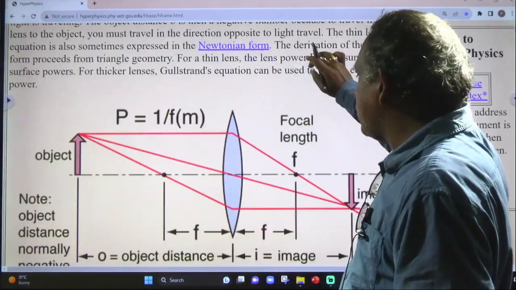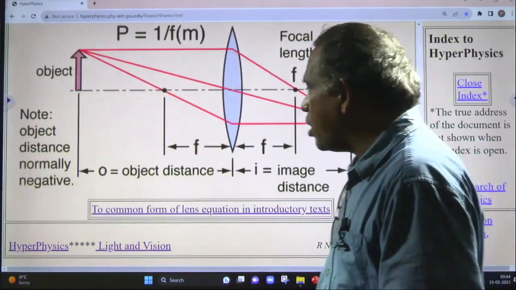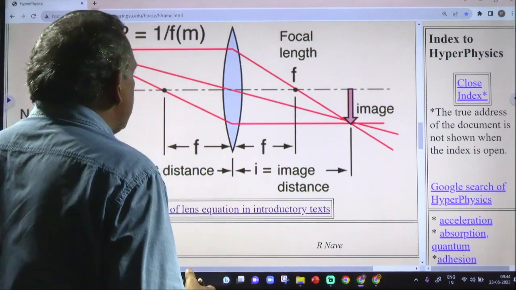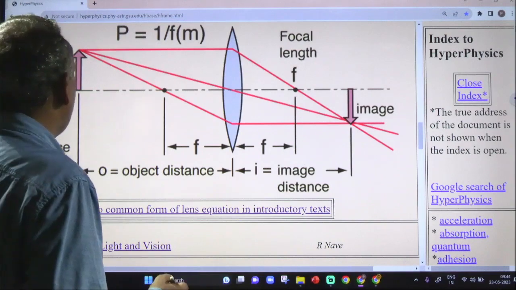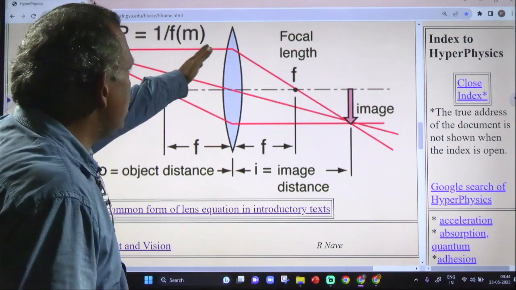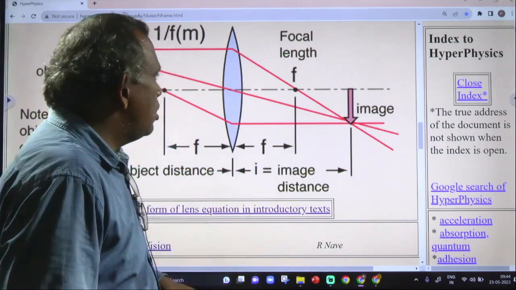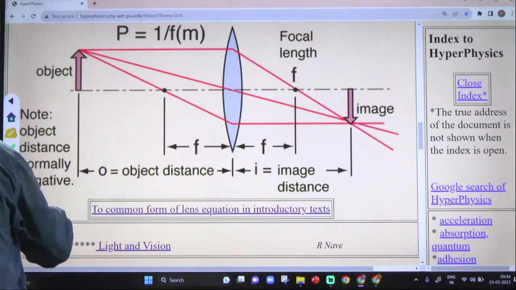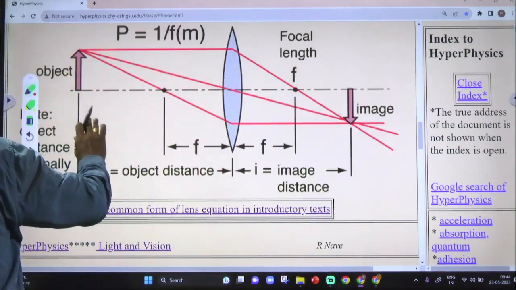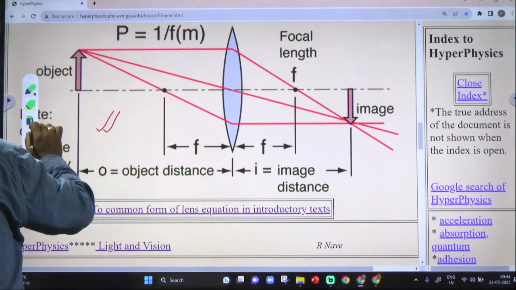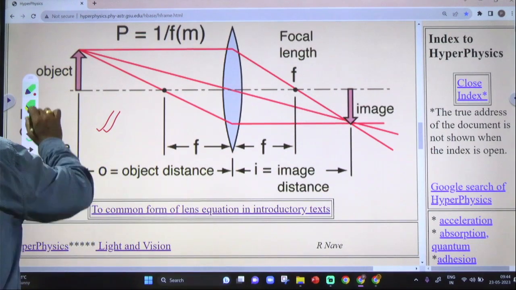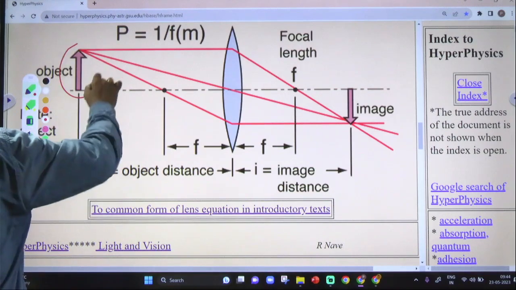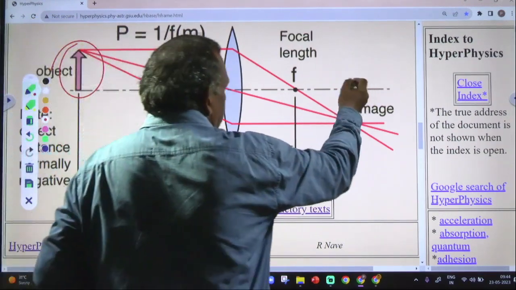See, Cartesian sign convention. You take this is the convex lens. In the double convex lens, the rays which are coming from the object and incident on the lens undergo refraction, and the image is formed here. Let us take this as the object, and this will be the image.